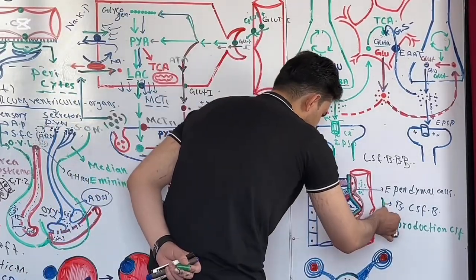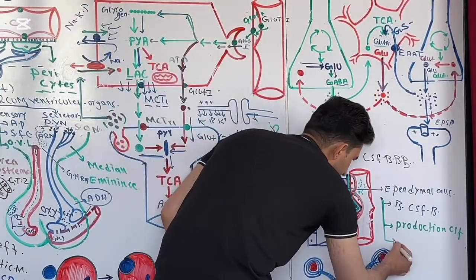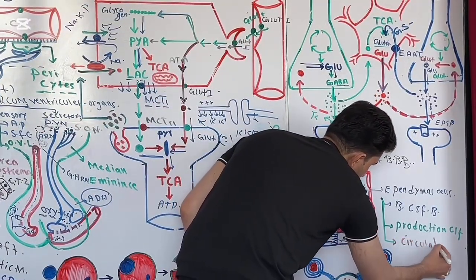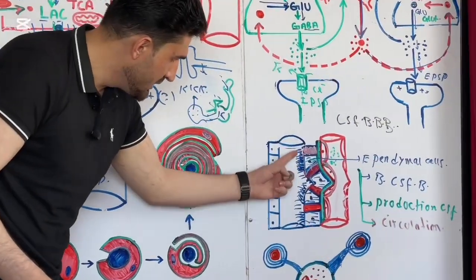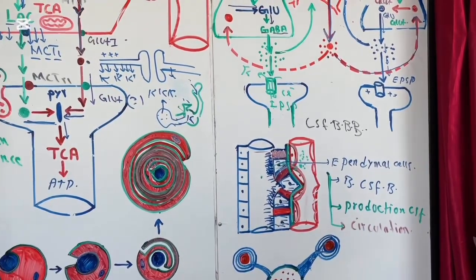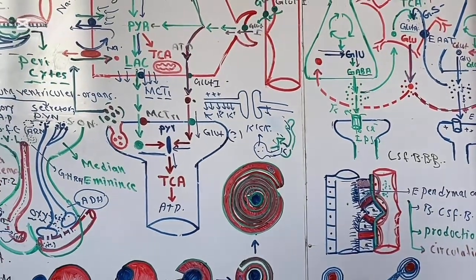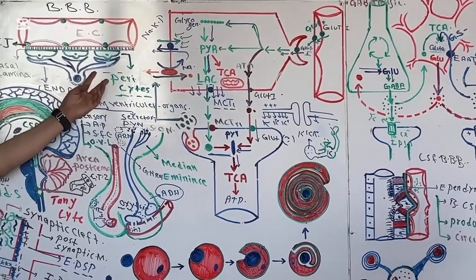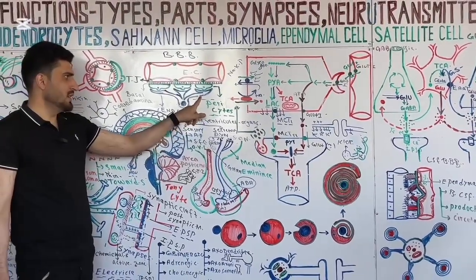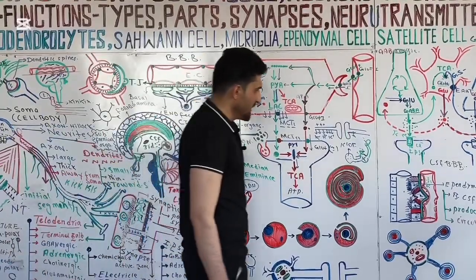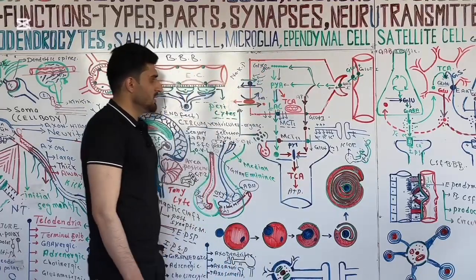And also it has a role in circulation of CSF because it contains a lot of cilia. Okay, so that was the functions of ependymal cells, and keep in mind another function of astrocytes: they have a role in balance of water within the central nervous system because they contain aquaporin type 4. Anyway, these were the functions of the astrocytes and ependymal cells.